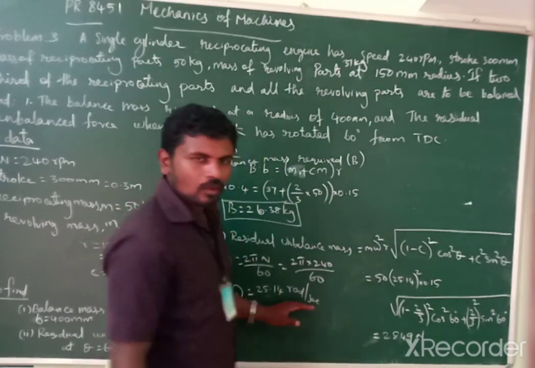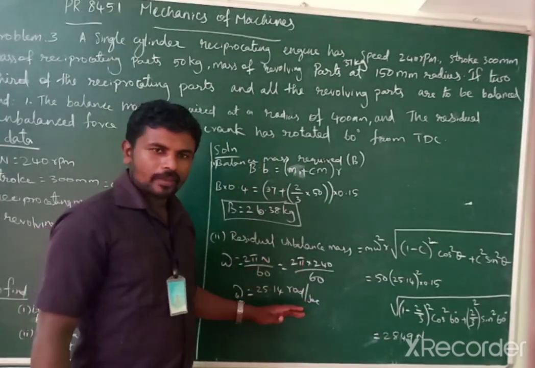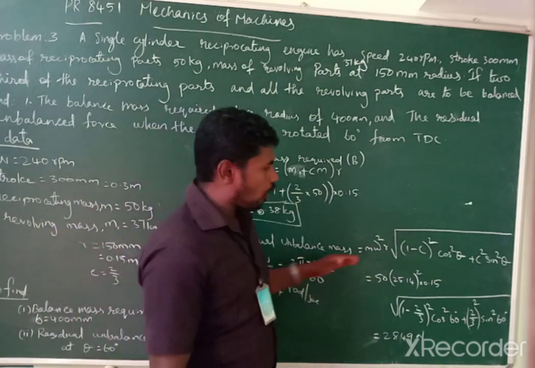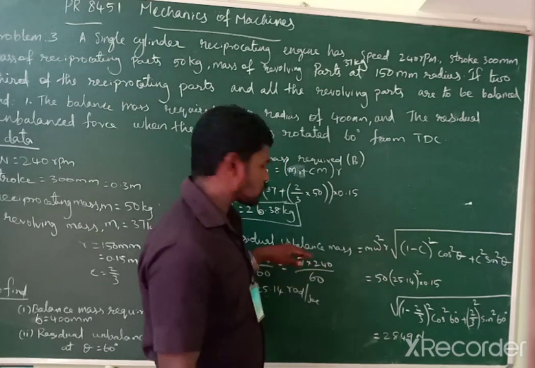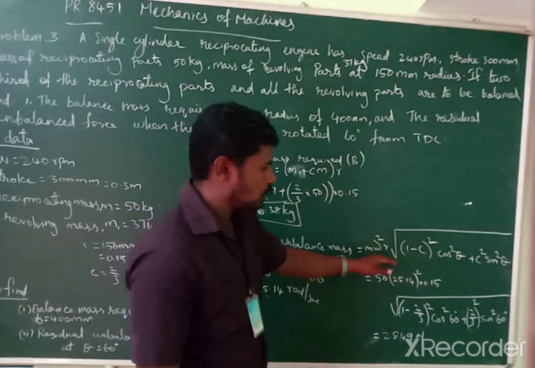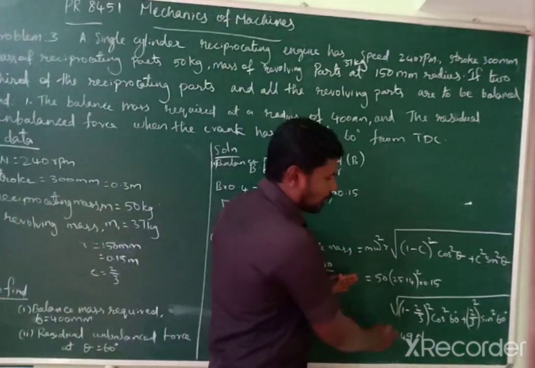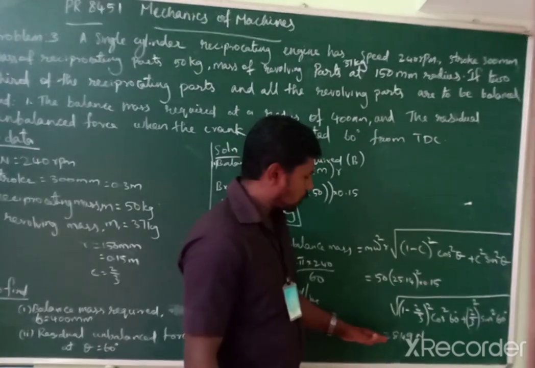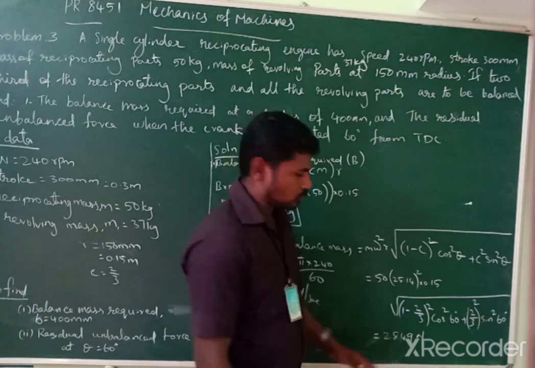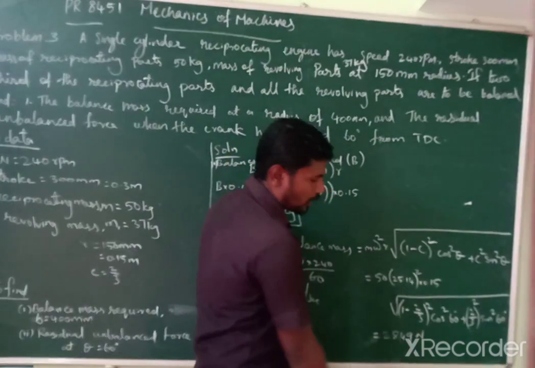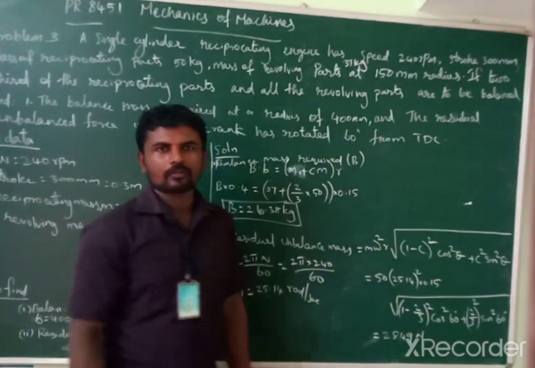After finding the value of omega, we need to substitute all the values in the residual unbalanced force equation and find the value of the residual unbalanced force, right? The value will be 2849 Newton, right?